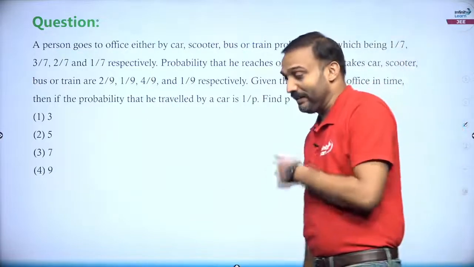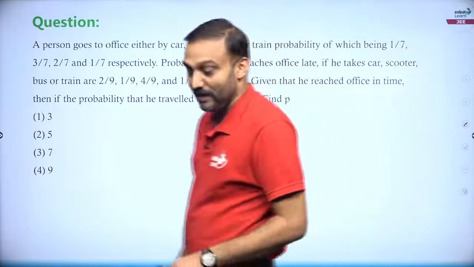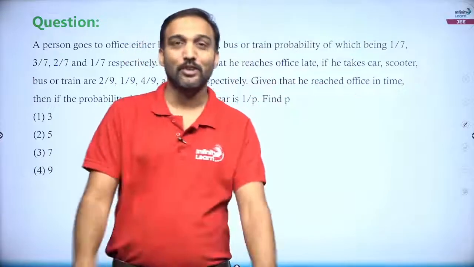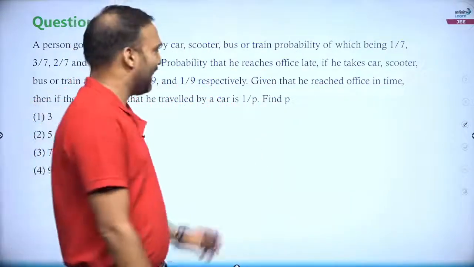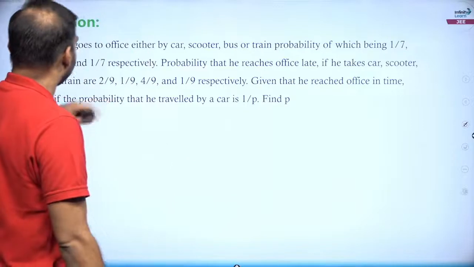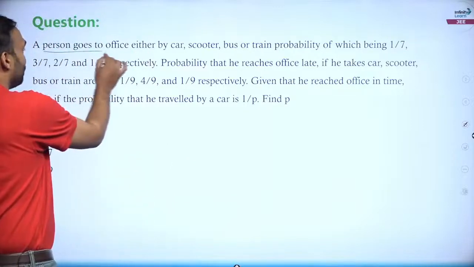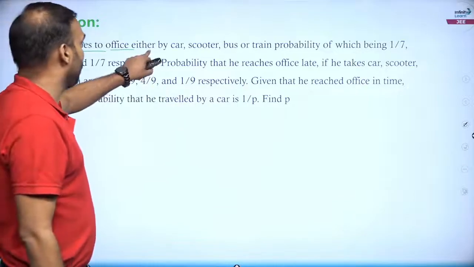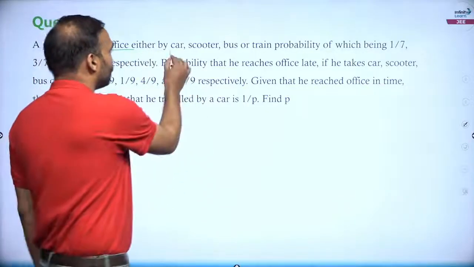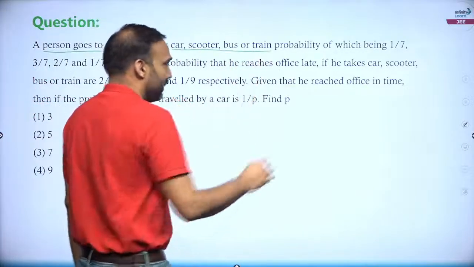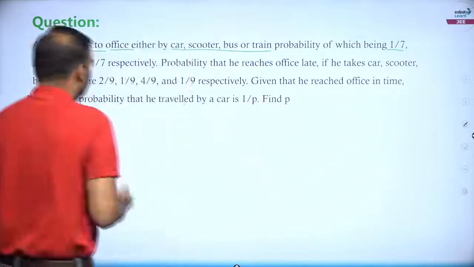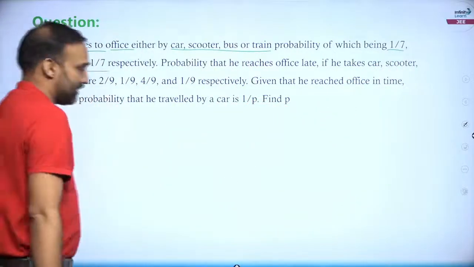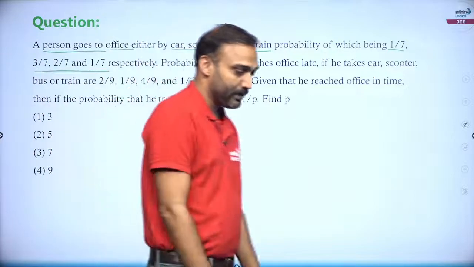Now this is one of the interesting problems that I have always observed as far as PYQs on probability are concerned. An interesting question, right? Now the question says a person goes to the office, read it carefully. He goes to the office either by a car, scooter, bus or a train with a probability of 1 by 7, 3 by 7, 2 by 7, 1 by 7 respectively, right?